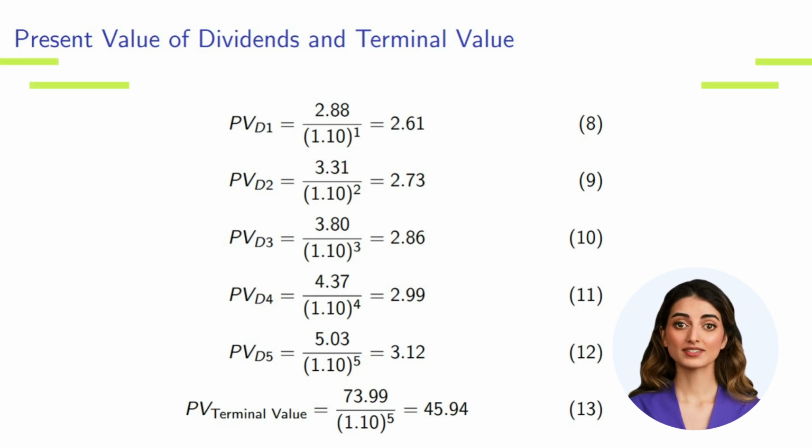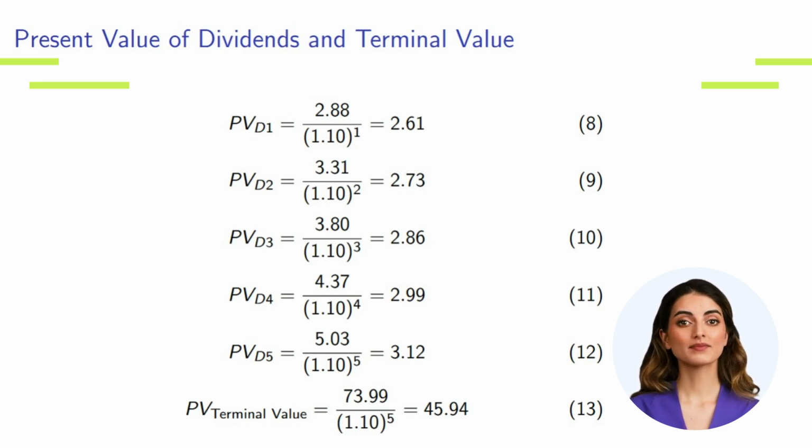The next step is to discount all the dividends from years 1 to 5 and the terminal value back to their present value. Keep in mind that the terminal value is the value of all dividends starting in year 6 and forever. Therefore, what we are effectively doing is getting the sum of the present value of all future dividends. The present value of each dividend equals the dividend value divided by 1 plus the required rate of return raised to the power of the year.